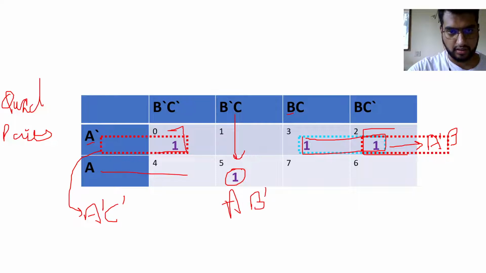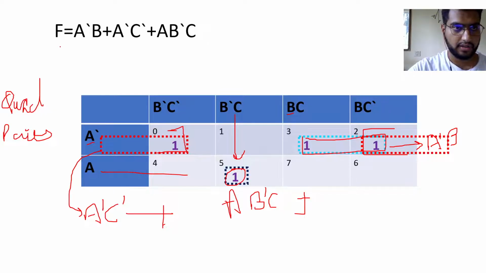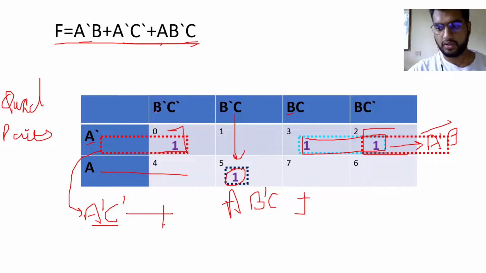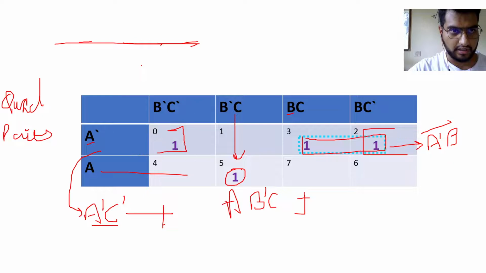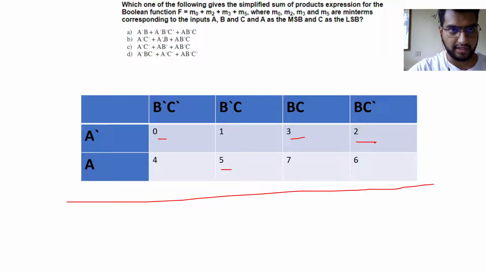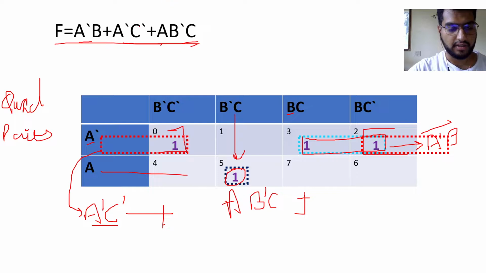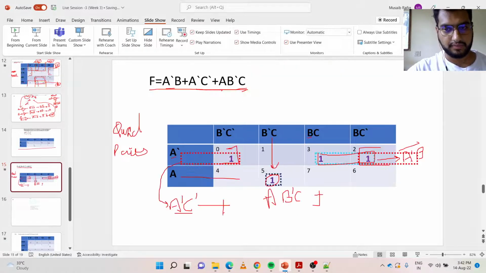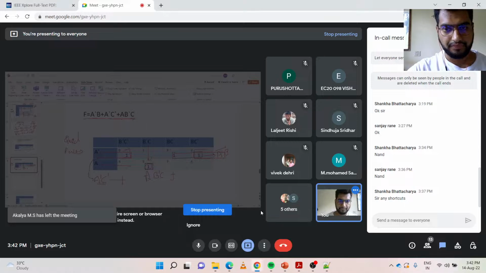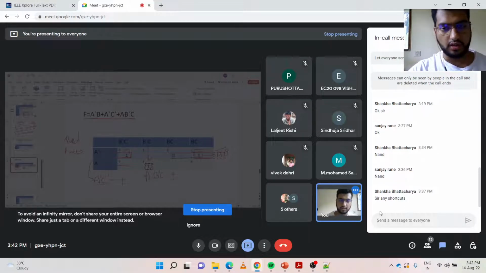So the final simplified answer would be the sum of these three terms: a dash c dash, a dash b, and a b dash c. So this is our option B: a dash c dash, a dash b, a b dash c. So option B is our correct answer. Any other doubts regarding this part?